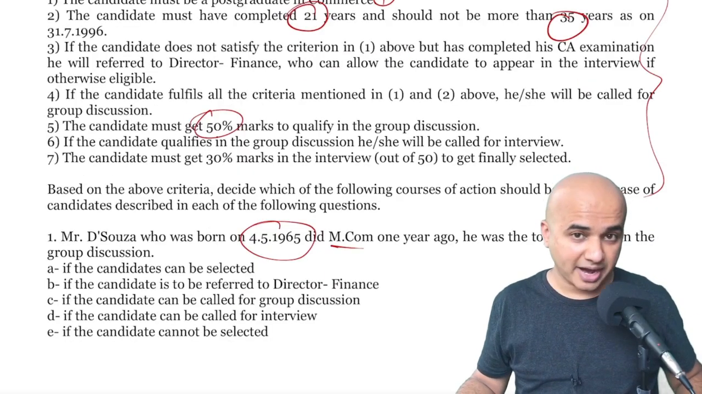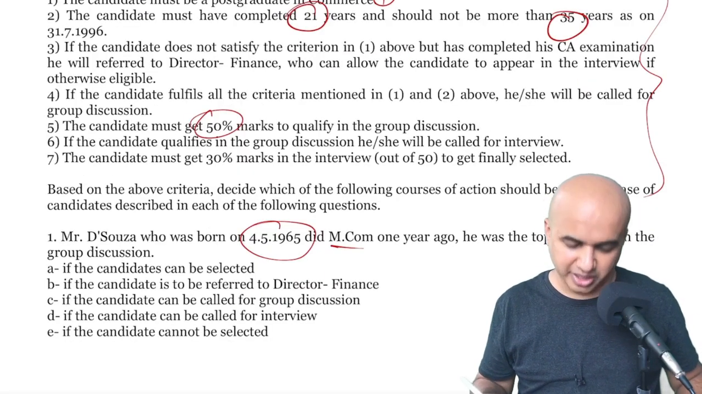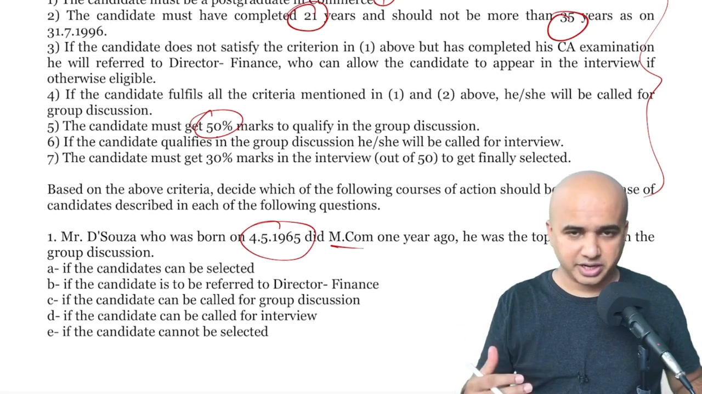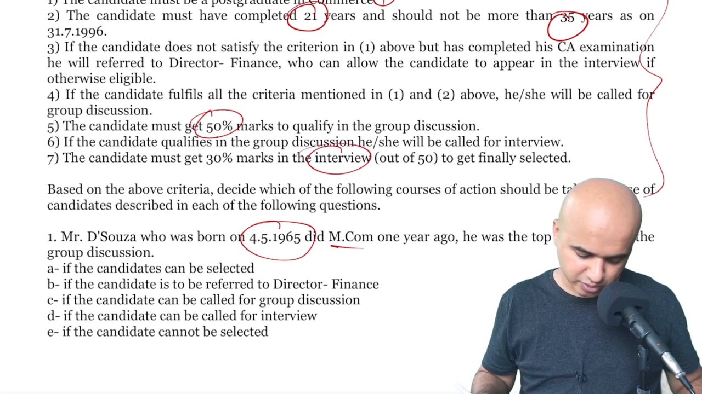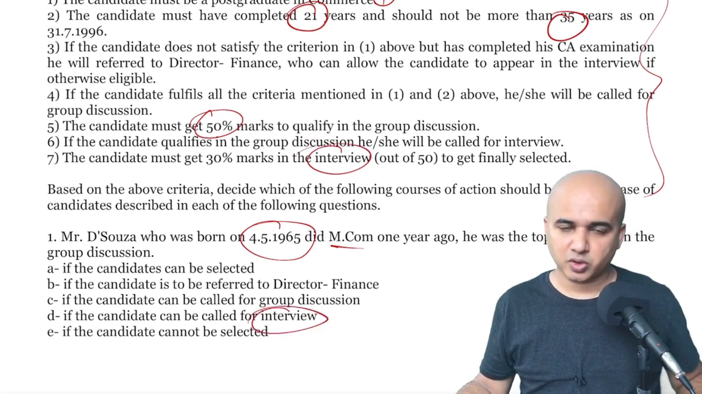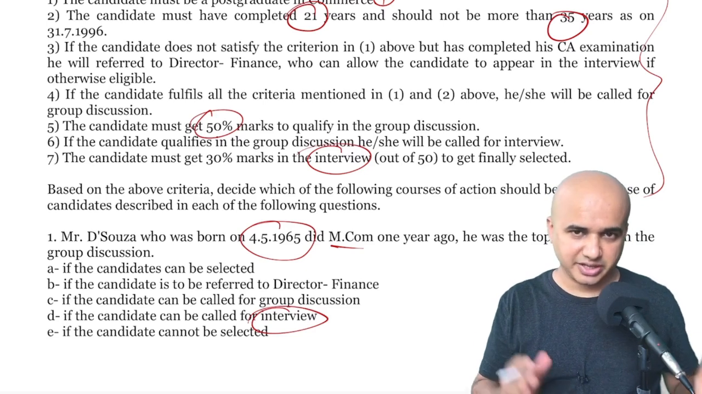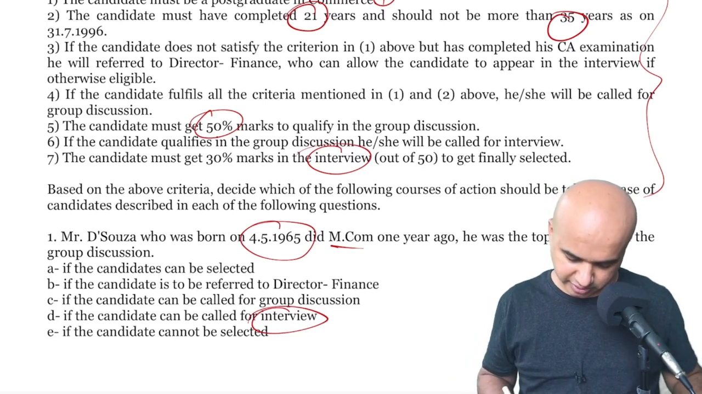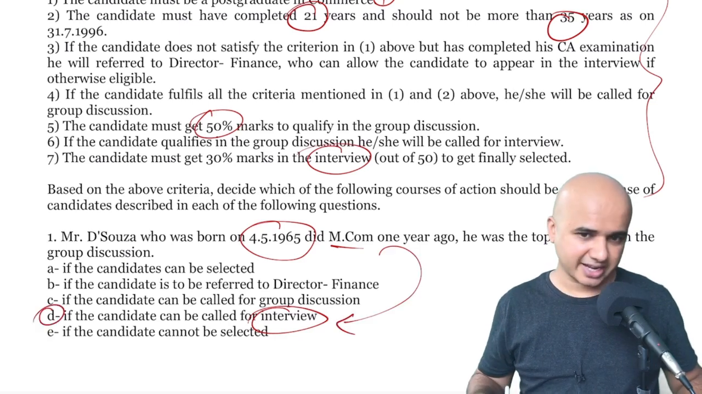If he is the top candidate in the group discussion, obviously he should be part of the next process, which is nothing but the interview. So what should we do? The candidate can be called for the interview. So in group discussion, he's the top candidate, and so option D is the right answer.